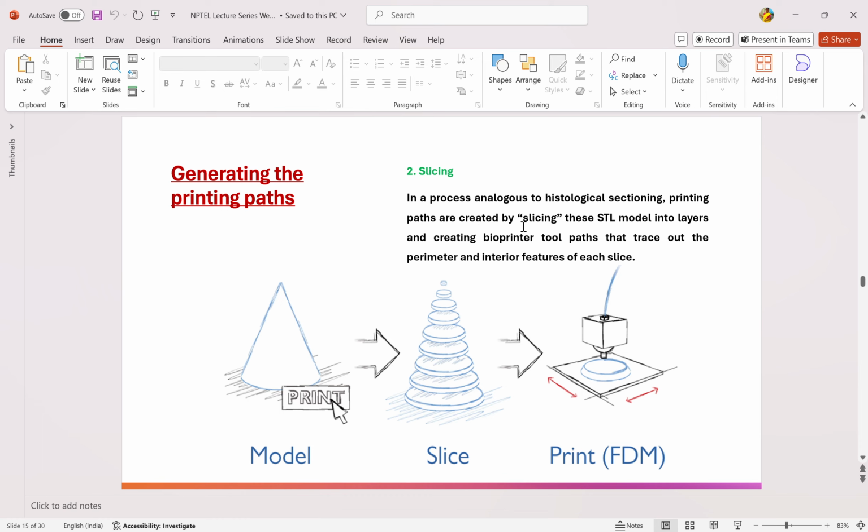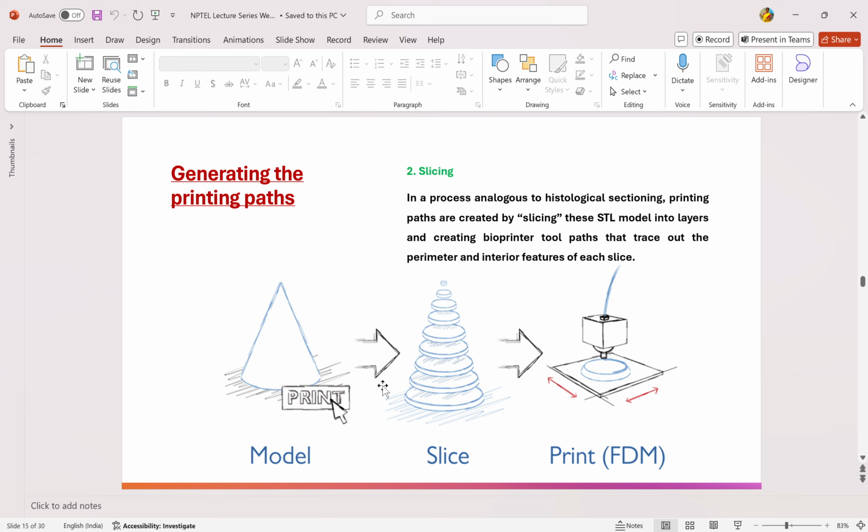Printing parts are created by slicing this STL model into layers and creating bioprinter tool paths that trace out the perimeter and interior features of each slice. So your bioprinter tool paths will be created, and after slicing, each slice will have every exterior detail as well as interior feature details. That is how it will be forming, mimicking the entire organ.